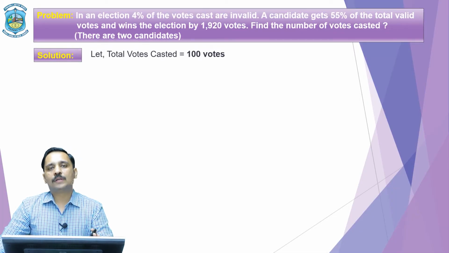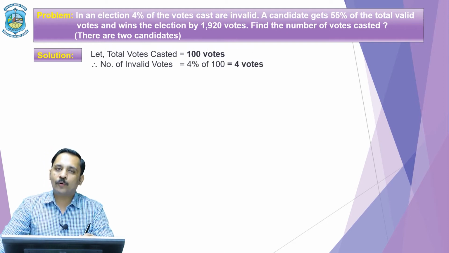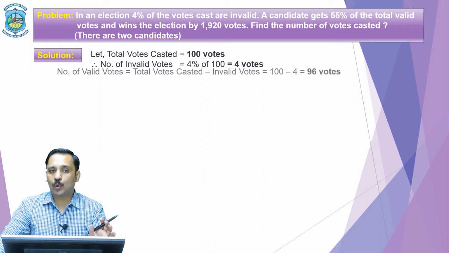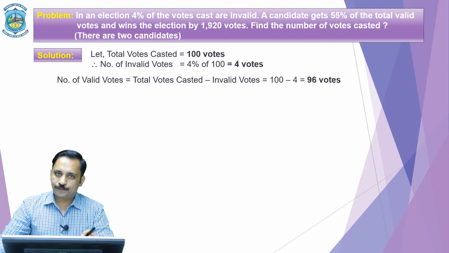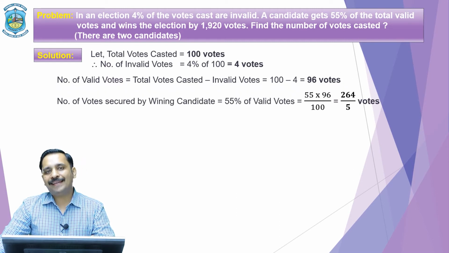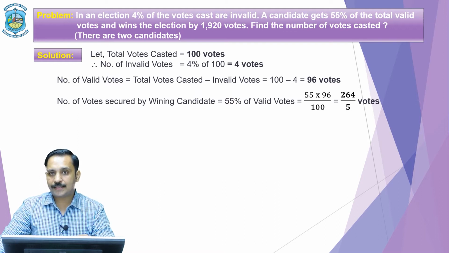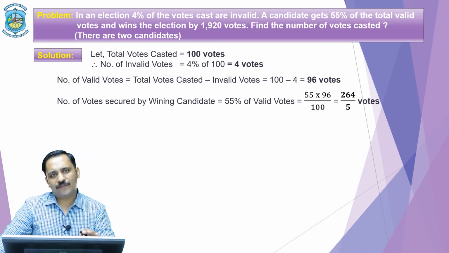Let the total votes casted be 100 votes. Therefore, the number of invalid votes is 4% of 100, which is 4 votes. So, the number of valid votes is the total votes minus the invalid votes, which is 96 votes. The number of votes secured by the winning candidate is 55% of 96, which is equal to 264 upon 5 votes. Do not solve it right now, we will use the fraction only.